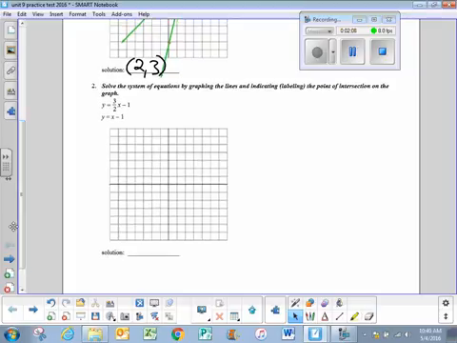Number 2, same deal. Y-intercept is negative 1 for this one. So let's start with that one. We're going to rise 3, run 2, rise 3, run 2. That's my first line.